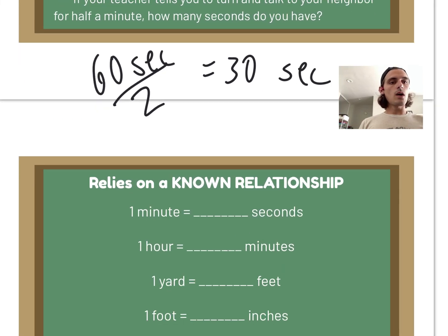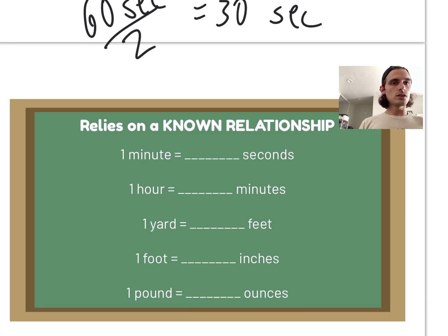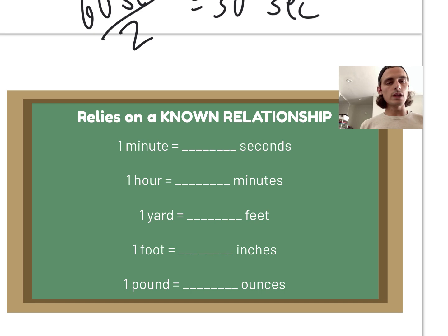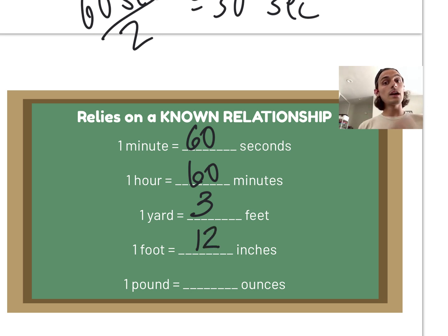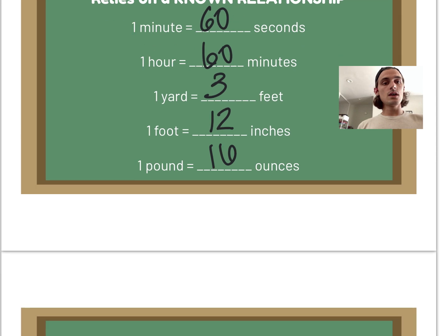What we're going to talk about soon is called dimensional analysis, but first let's just talk about this known relationship thing. Here are some common known relationships. We know that 1 minute is 60 seconds, or an hour is 60 minutes. A yard, for you football players, is 3 feet. A foot is 12 inches, our ruler. Extra points if you know how many ounces in a pound. You're right, 16. So there are some common known relationships.